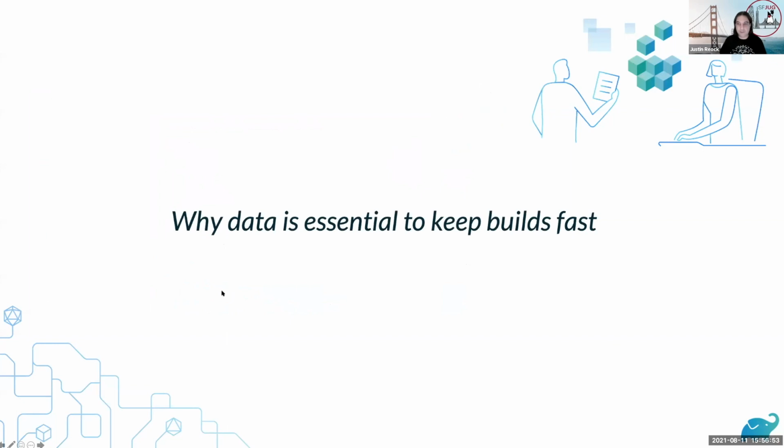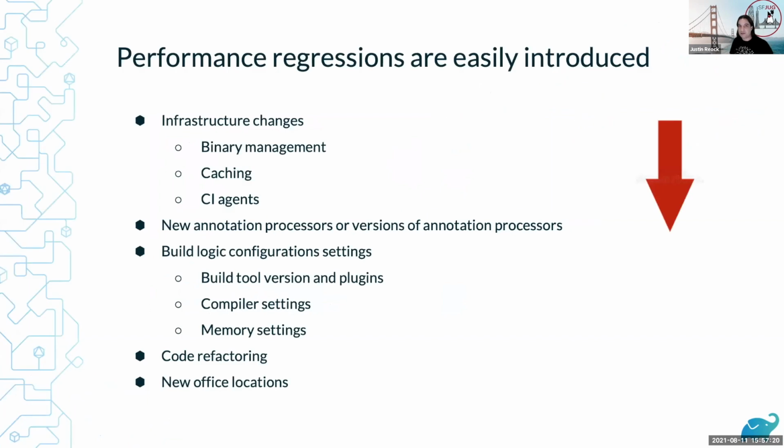All right, we got about 5 minutes left. Let's wrap things up. Okay, so we now know that feedback cycles are really important to keep things fast. Fast feedback cycles are part of making sure that developers can maintain a creative flow. But what about making sure that over time, all of the success we have with our great enterprise application doesn't lead to performance regressions, right? Why is keeping data essential to keeping our builds fast? Well, because performance regressions are very easily introduced, right?